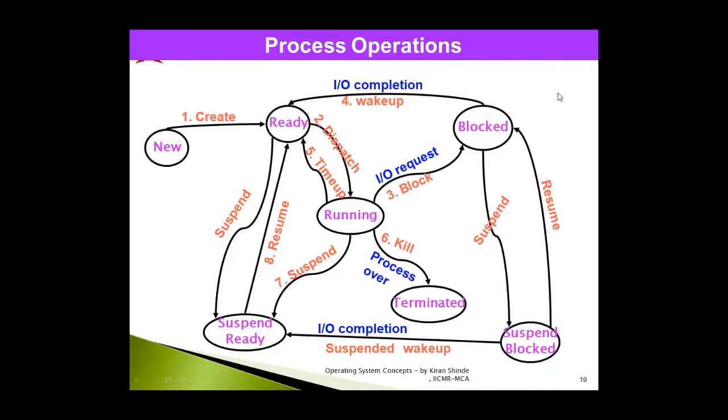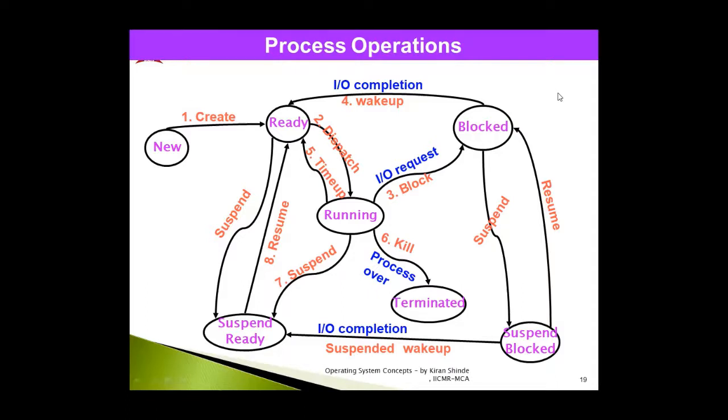After the suspend ready state, if you look at serial number 8, it is the resume operation. It conveys that after the suspend ready state, the process again gets a chance to get into the ready queue by changing its state from suspend ready to ready state, so that it will again get a chance to be executed by the CPU. So resume means what?